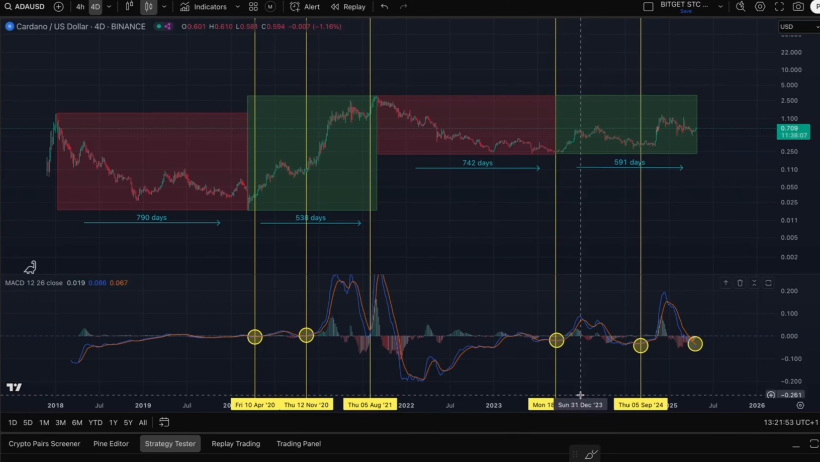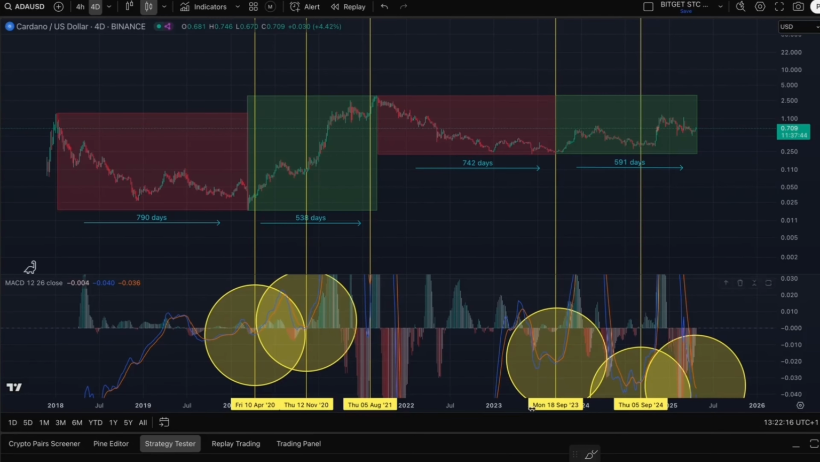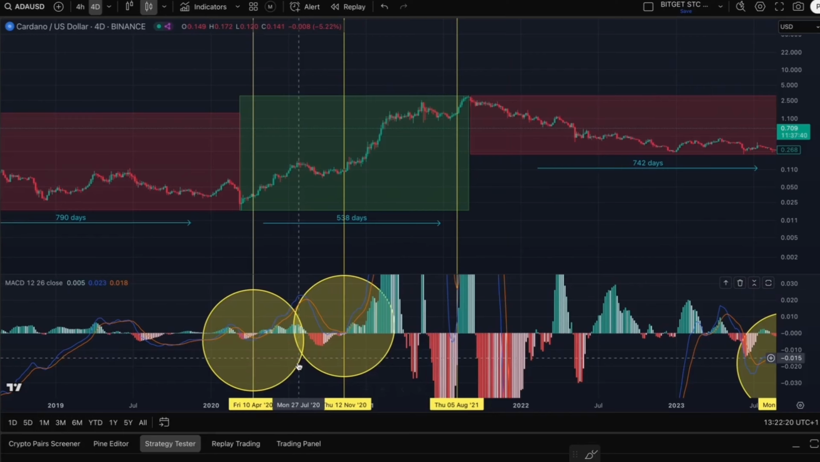If we start with the yellow line, the first yellow line that is marked on the 10th of April 2022. What is this yellow line? Well, it correlates with the MACD at the bottom. And just remember that we are on the 4-daily chart here. Having a look at the 4-daily MACD, we can see that ADA experienced a MACD cross.